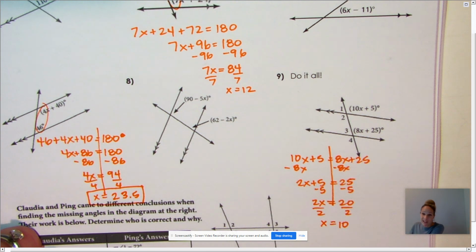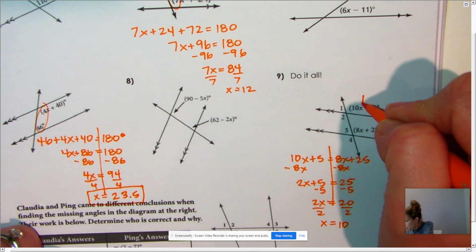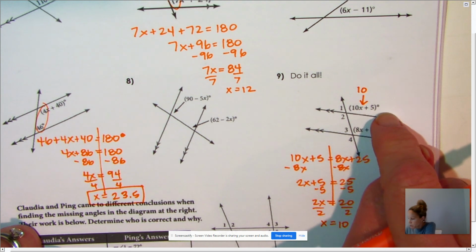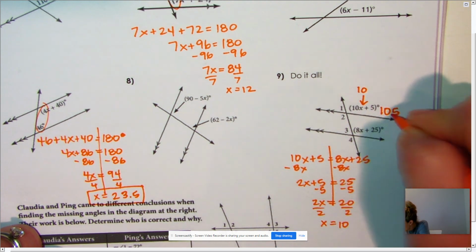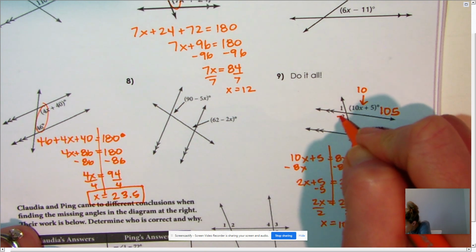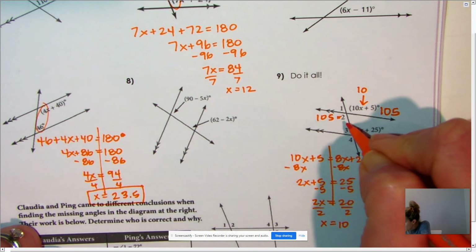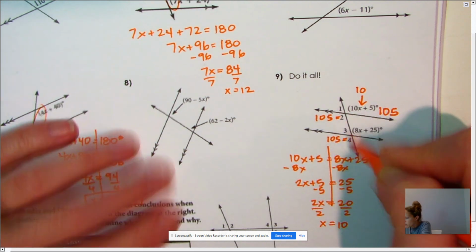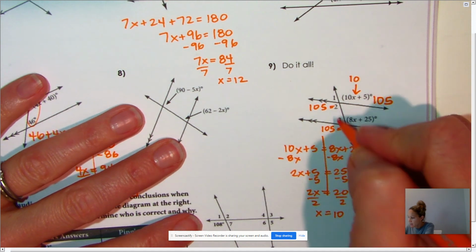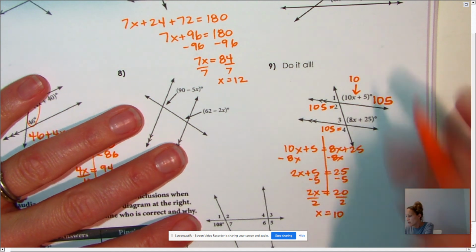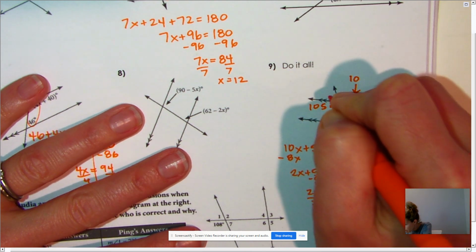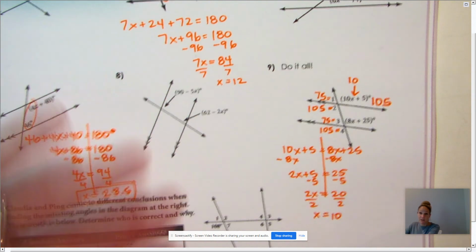And then we need to plug back in to find the value. So if I know the value of x is 10, I could plug that in right there. So 10 times 10 is 100. 100 plus 5 is 105. Well, then I know 2 would also have to be 105. And I know that 4 would also have to be 105. And then 1 and 3 would have to add with that to be 180. So it's subtract 105, and so that would be 75. That was a lot of work, you guys.